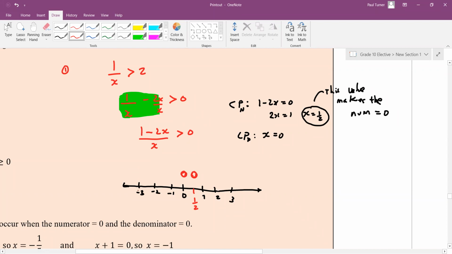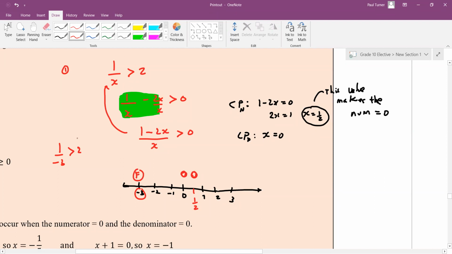So if you put -3 into your expression, we can actually put it into this original one too. So maybe put it in that one there. So 1 on -3 greater than 2? -1/3 greater than 2, false. And if you put it in this one, you'll get the same. I'm doing that one because it looks much easier, isn't it?